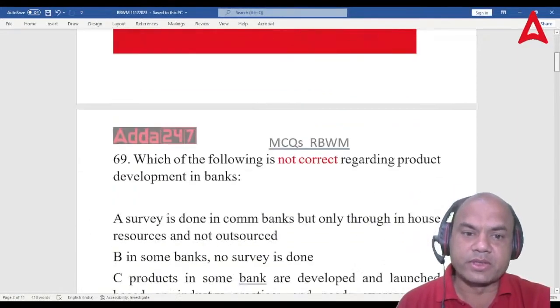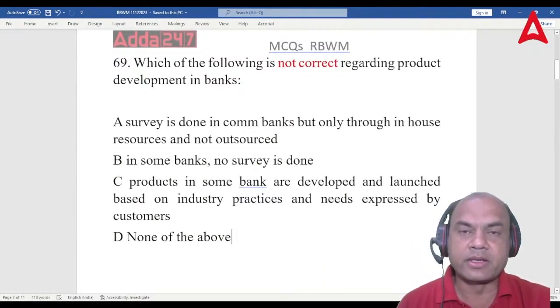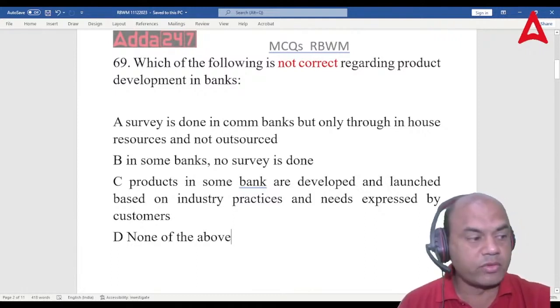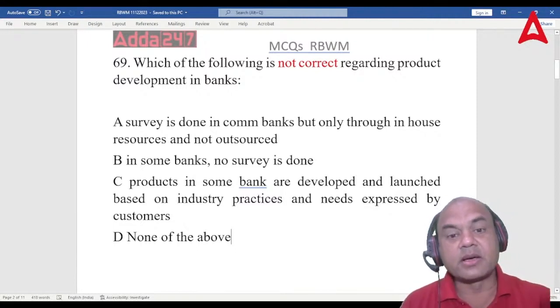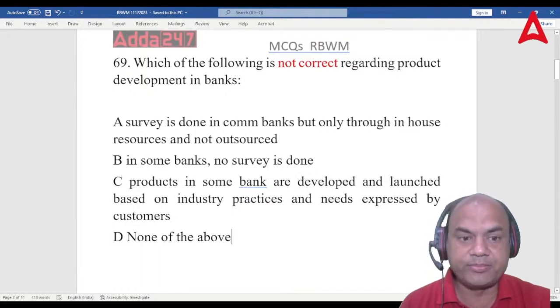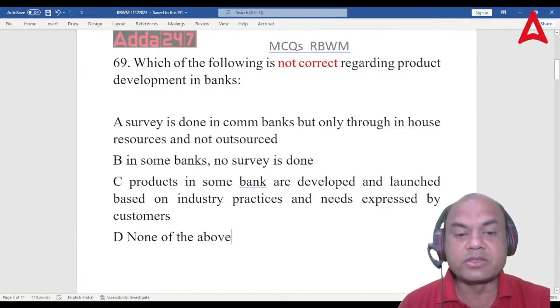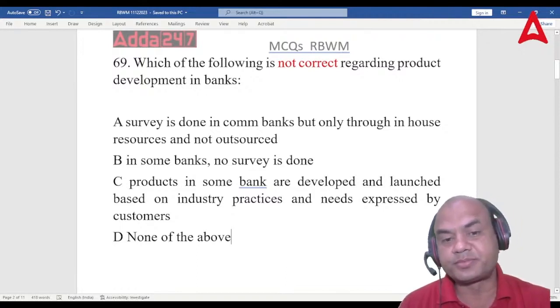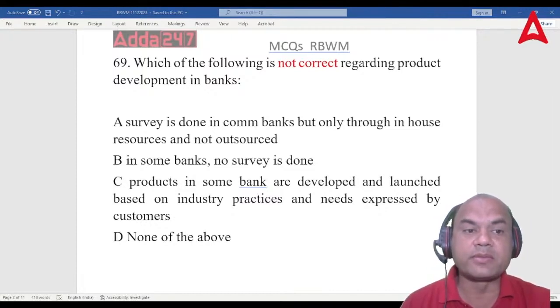First one. Which of the following is not correct regarding product development in banks? We want what is not correct. A: Survey is done in commercial banks, but only through in-house resources and not outsourced. B: In some banks, no survey is done. C: Products in some banks are developed and launched based on industry practices and needs expressed by the customers. D: None of the above. Which of them is not correct? Now think, everyone think.